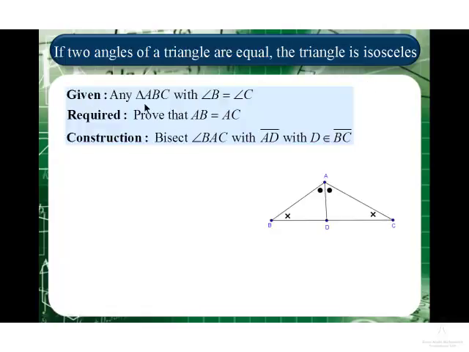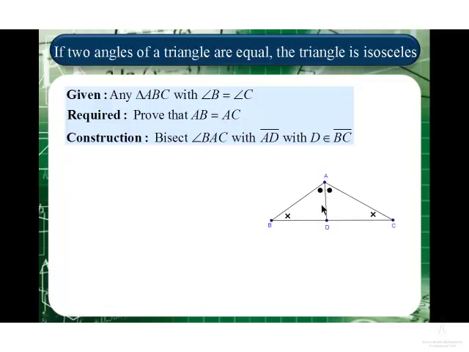In very much the same way, we will now prove the converse of the result we saw on the previous screen. That is, if two angles of a triangle are equal, then the triangle is an isosceles triangle. That is the result in the reverse direction to what we have seen before. So here we have any triangle ABC with two angles the same. Angle B is equal to angle C, as indicated in this figure. We have to prove that the side AB has the same length as the side AC for this given figure.